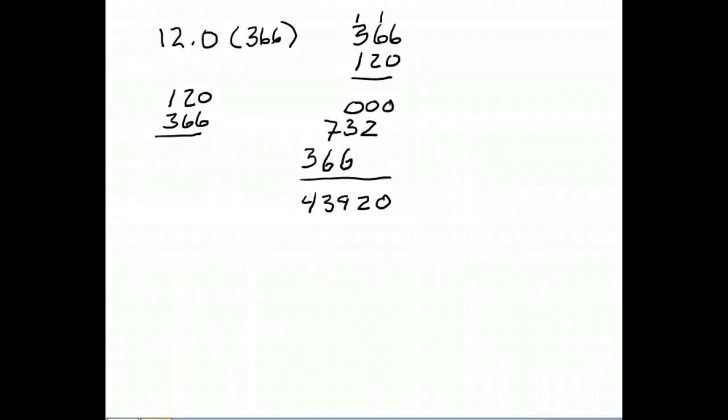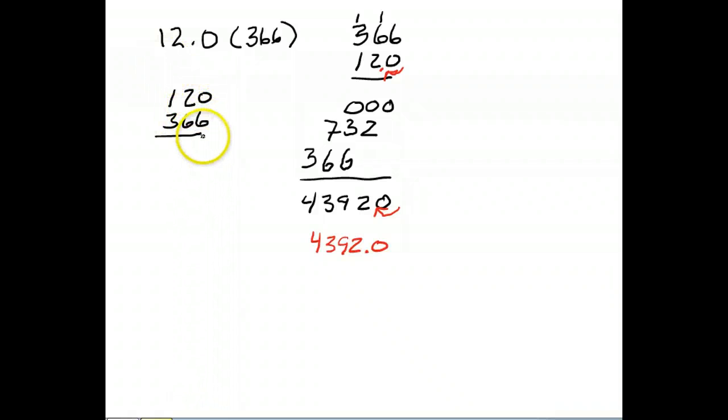And now let's take a look. In the original problem we had one decimal place right there. So we had just one place over in the original problem. So we'll have one place over in the answer. So in this case the answer is 4932.0.